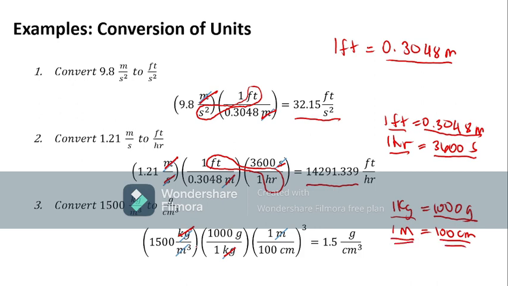Since this is raised to 3, yung conversion factor natin, raised to 3. So, simplify, 1,500 times 1,000 times 1 over 100 raised to 3, equivalent siya sa 1.5 gram per cubic centimeter. Okay? So, yun siya. Pwede mo actually, kung titingnan mo, parang 1,500 tapos naging 1.5 siya. So, pwede mo masabi na parang nag-divide ka lang ng 1,000.